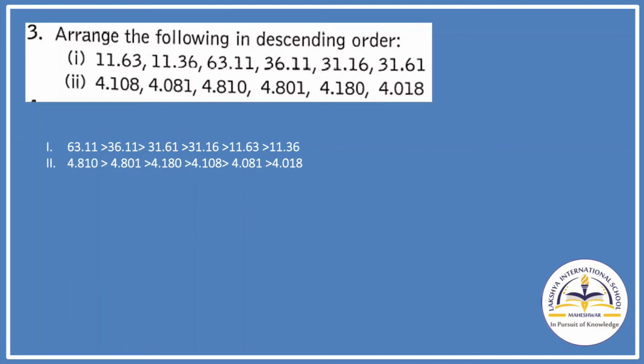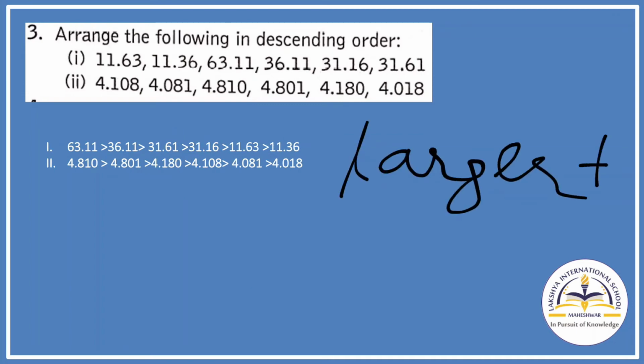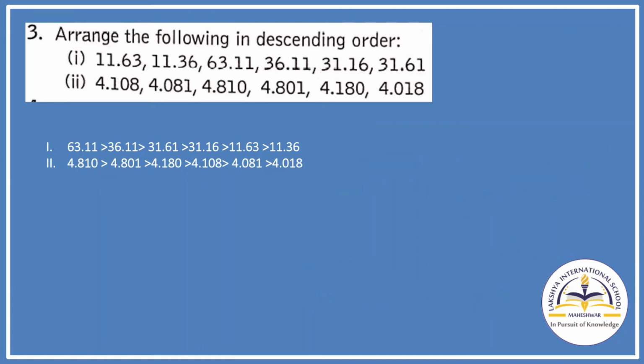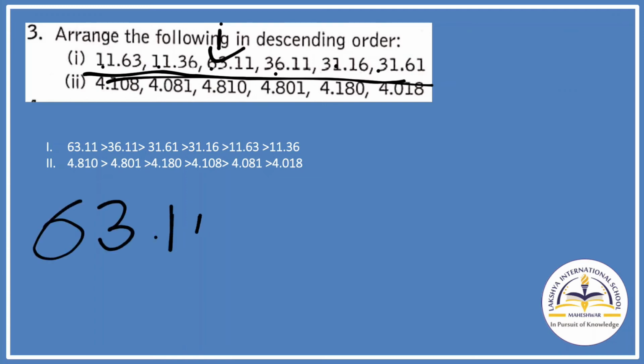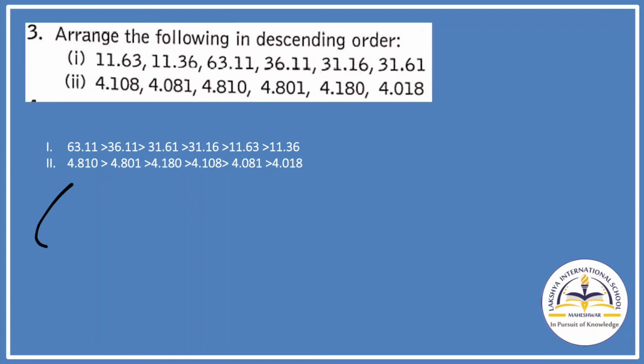Now question number third, arrange the following in descending order. Descending order means larger value to smaller value, largest to smallest. So first we will see which is the largest among these numbers. So you can see 11.11, 63.36, 31.31. 63 is greater. First we will write 63.11. Now we will put the greater than sign.